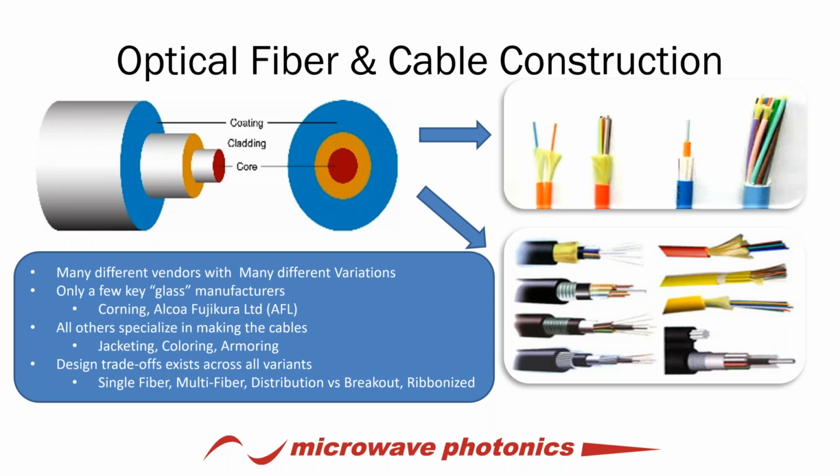For those of you that aren't familiar with optical fiber cable, the construction is quite basic. There is a central core which the optical signal travels through. There is cladding around that core which helps to maintain the continuity of that light traveling through the core, and then there's a coating around that as well. And there's many different vendors with many different variations, so there's all kinds of different trade-offs that you can make to satisfy your interconnection plan.